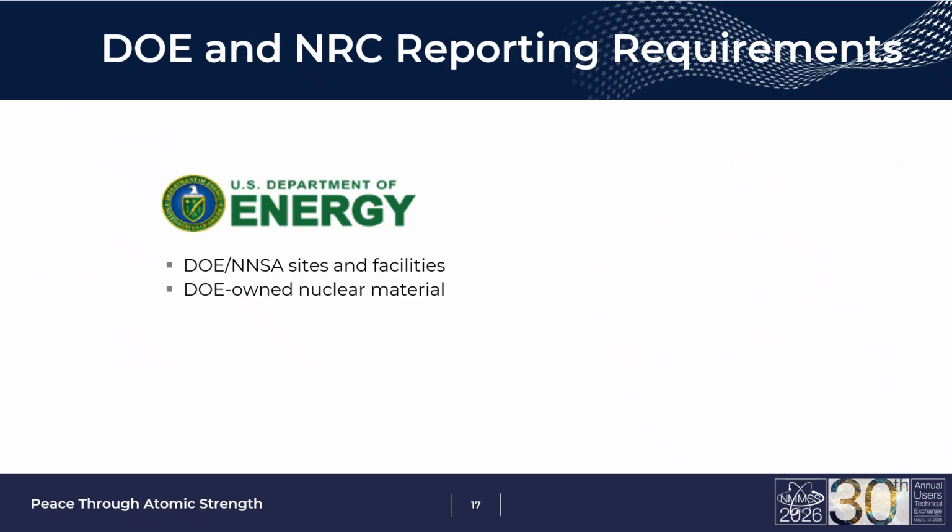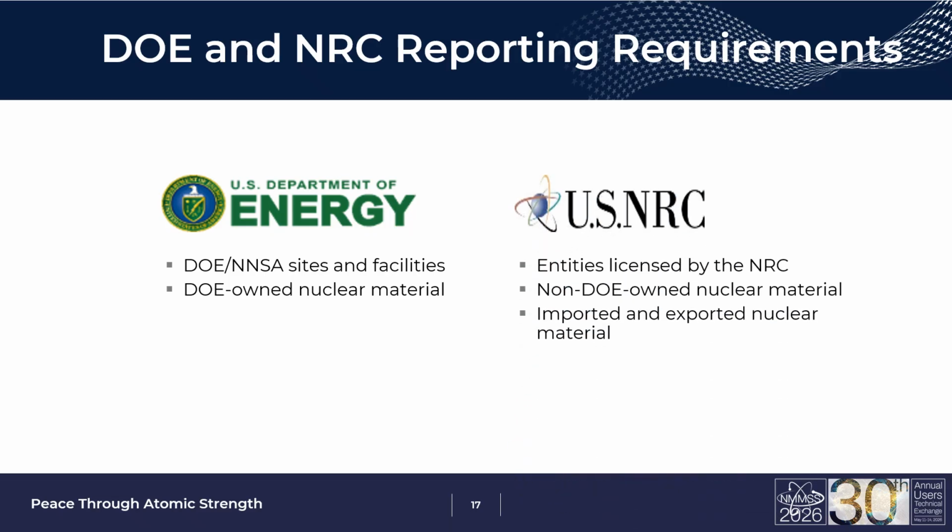Domestic NMMS reporting is governed by two sets of requirements. First, the Department of Energy governance, referred to as DOE requirements, are for DOE and NSA sites and NRC licensee facilities that have DOE-owned nuclear materials in their possession. Also, there are NRC requirements and regulations that are applicable to entities licensed by the NRC that have non-DOE-owned nuclear material in their possession. Both of these requirements provide directions for the reporting of domestic transfers, import and export of nuclear materials, physical inventory, and material balance.